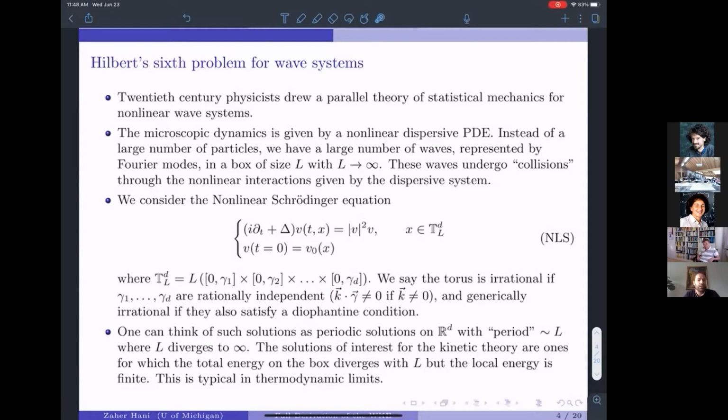And the solutions of interest for the kinetic theory are the ones where the total energy on the box diverges as L goes to infinity. So the framework that we'll be setting ourselves in is a framework in which the total energy of the solution diverges with L, but the local energy is finite. Locally in space, this local energy is finite, and this is typical in thermodynamic limits.